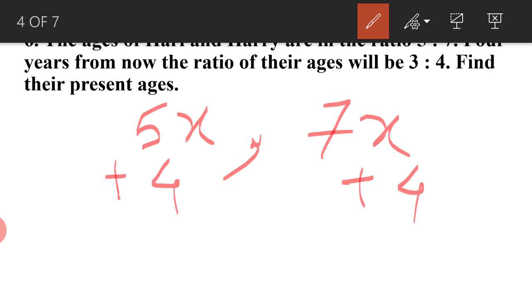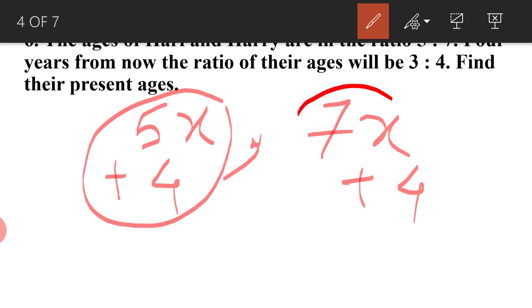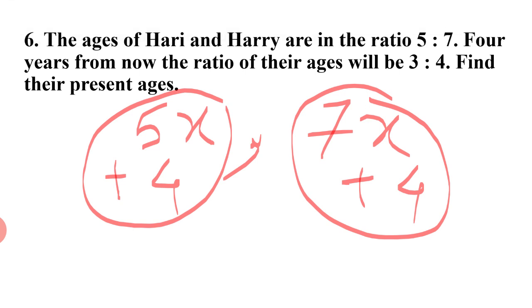What will be their ages? So their ages will be 5x plus 4 and Harry's age will be 7x plus 4. Now the ratio of these two ages is 3:4. So that is the equation. Are you getting how to get the equation?